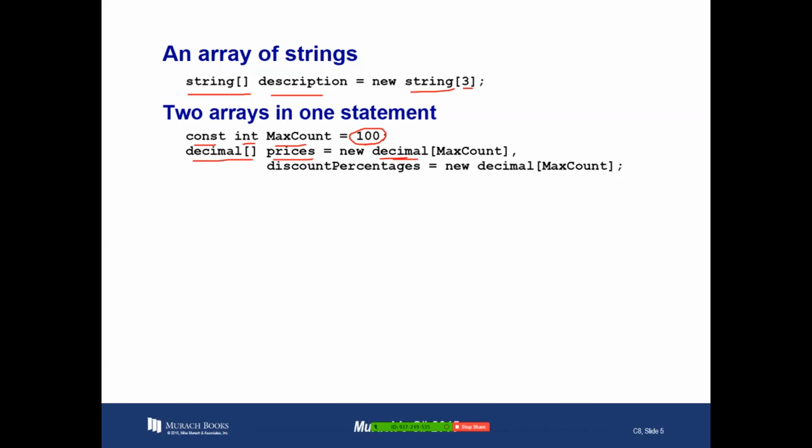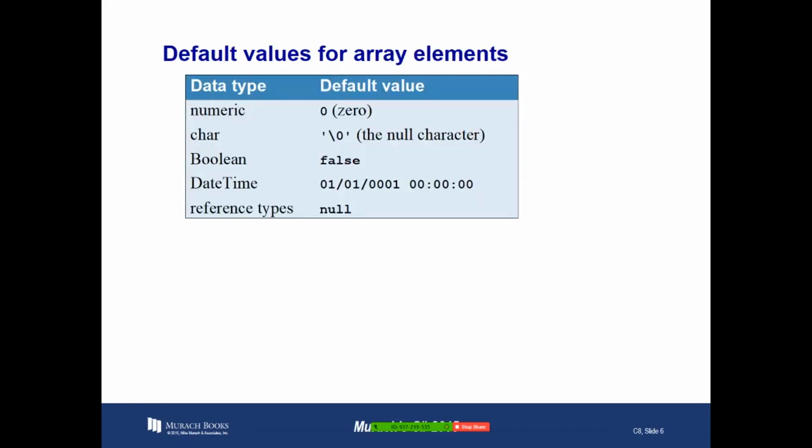And here's another way we're doing it. We're declaring discount percentages as a new decimal array that's 100 spaces, just 100 elements.